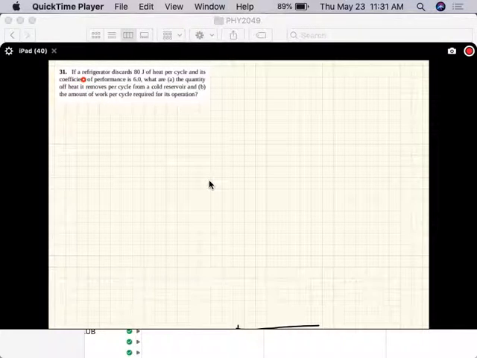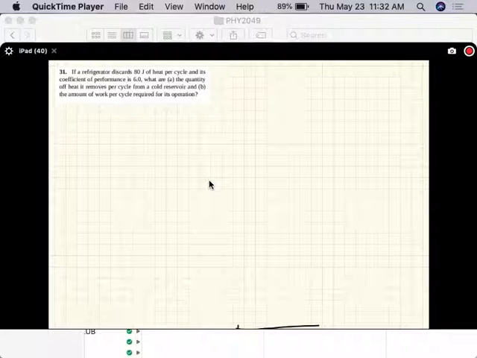Okay, so if a refrigerator discards 80 joules of heat per cycle and its coefficient of performance is 6, what are the quantity of heat it removes per cycle from a cold reservoir and the amount of work per cycle required for its operation?